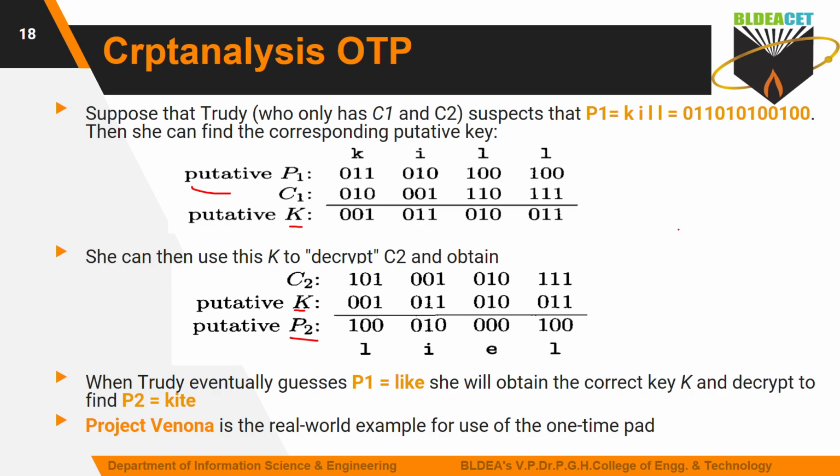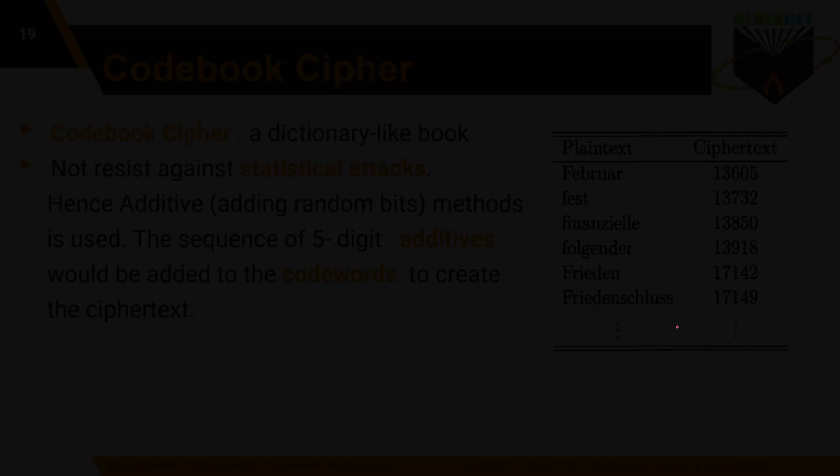So how do we resolve that? Instead of using the one-time pad as a fixed key for all the plain text, for each plain text you have to use random keys, separate keys for all the texts. Then you can prevent this type of attack. One real world example of the one-time pad is Project Venona. So this is about OTP and how to analyze the OTP method.